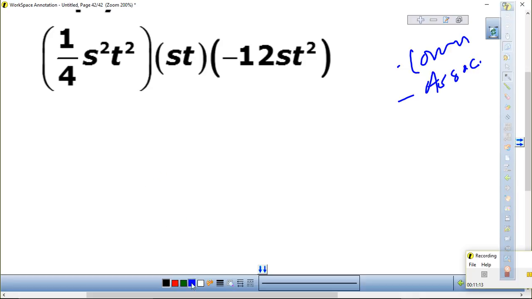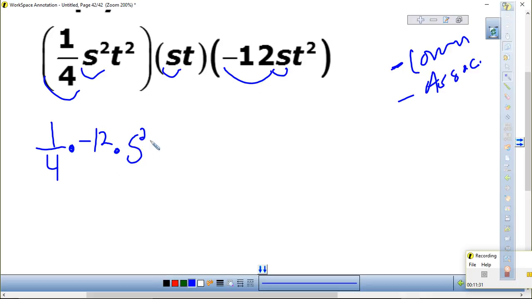So watch. I'm going to start by identifying the numbers. So I have 1/4 and negative 12, so I'm going to write it here: 1/4 times negative 12. Why? Because I'm using what property? Commutative property, right? Same bases: S, S, and S. So I'm going to write S squared times S times S. Somebody asked me earlier, Mr. Q, but they don't have the same exponent. Why am I writing them together?